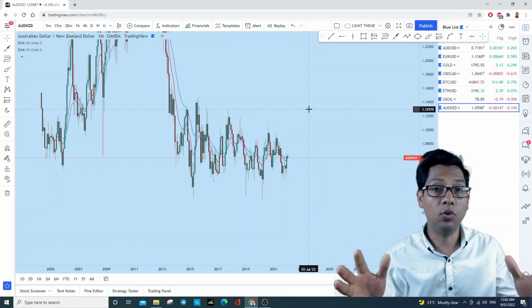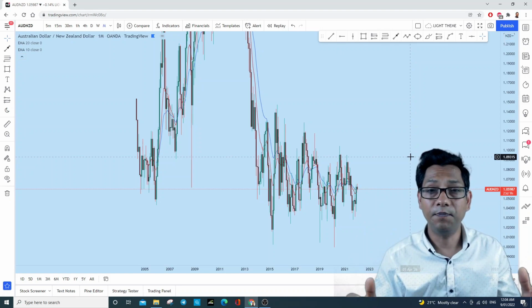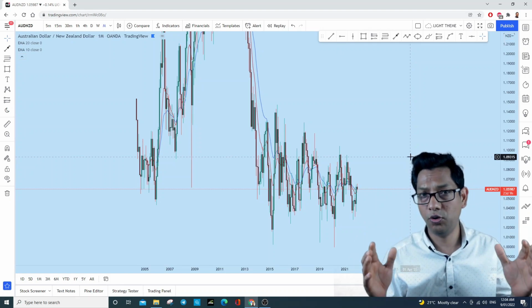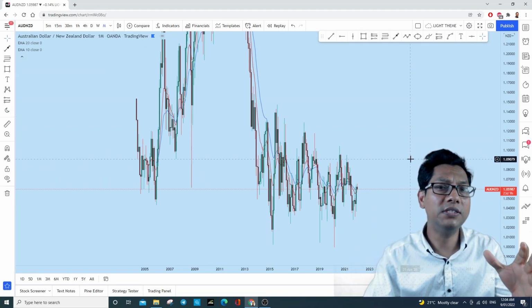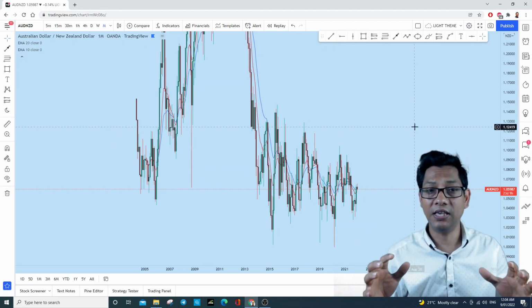Now let's start with AUDNZD. First of all, let's see the overall picture on AUDNZD. On the monthly time frame, the price is bearish.